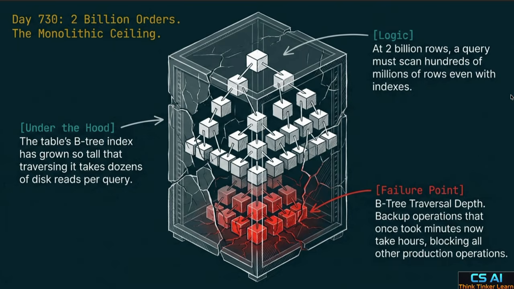Let's begin with day 730, 2 billion orders, the monolithic ceiling. As a database grows, even with indexes, it eventually hits a wall. From a logic perspective, at 2 billion rows, a query must scan hundreds of millions of rows even with indexes. Under the hood, the table's B-tree index has grown so tall that traversing it takes dozens of disk reads per query. This directly impacts performance. The major failure point is B-tree traversal depth. Backup operations that once took minutes now take hours, blocking all other production operations. This clearly shows the limitation of a monolithic single machine database as data scales.